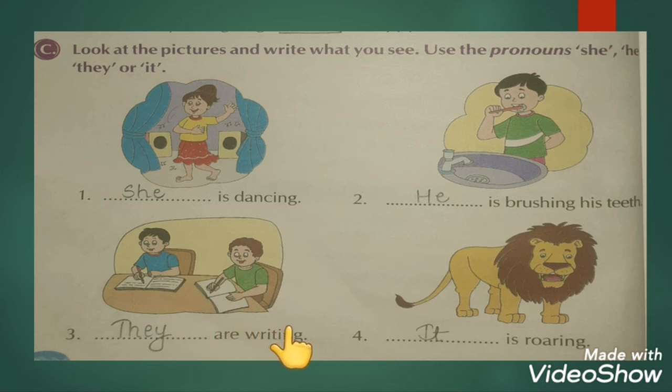They are writing letters. Why we use they here? Because both of the boys are writing the letters. So for both of them we use they are writing. Next, it is roaring. For animals or non-living things we use it. So that's why we have used it here.